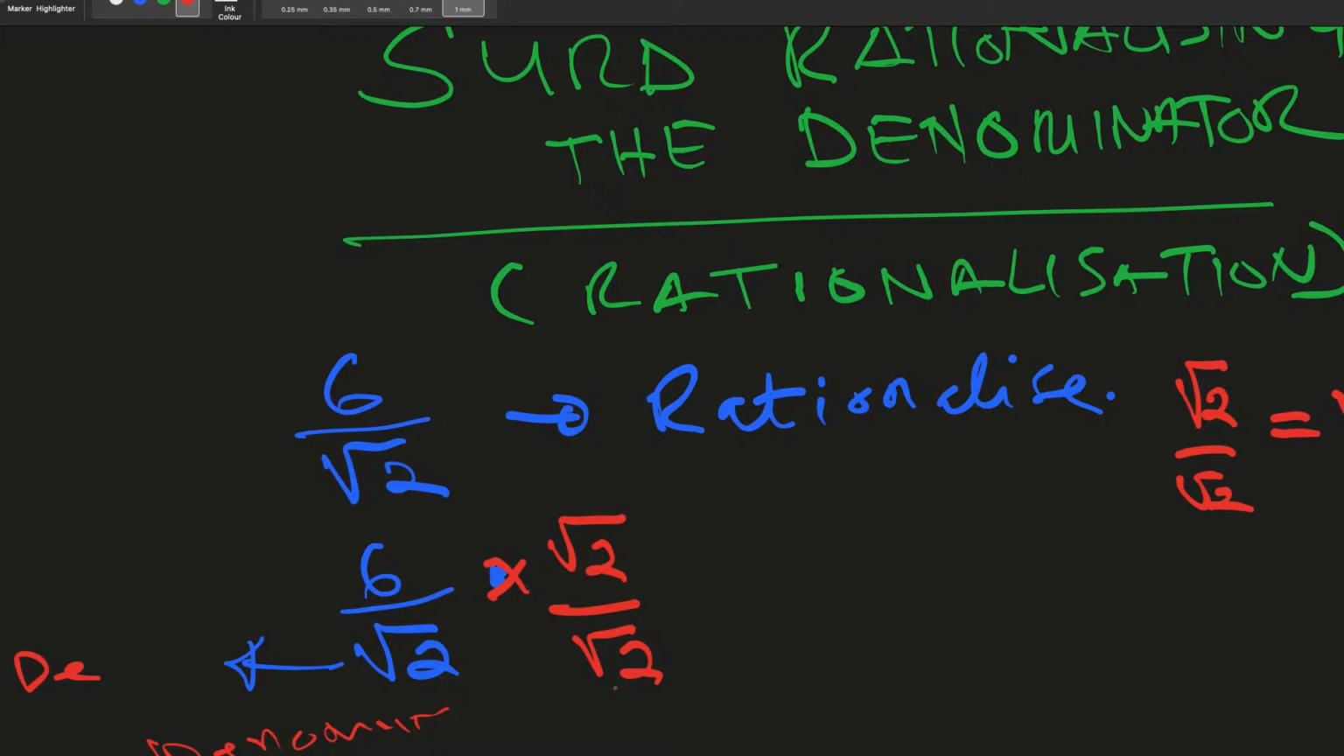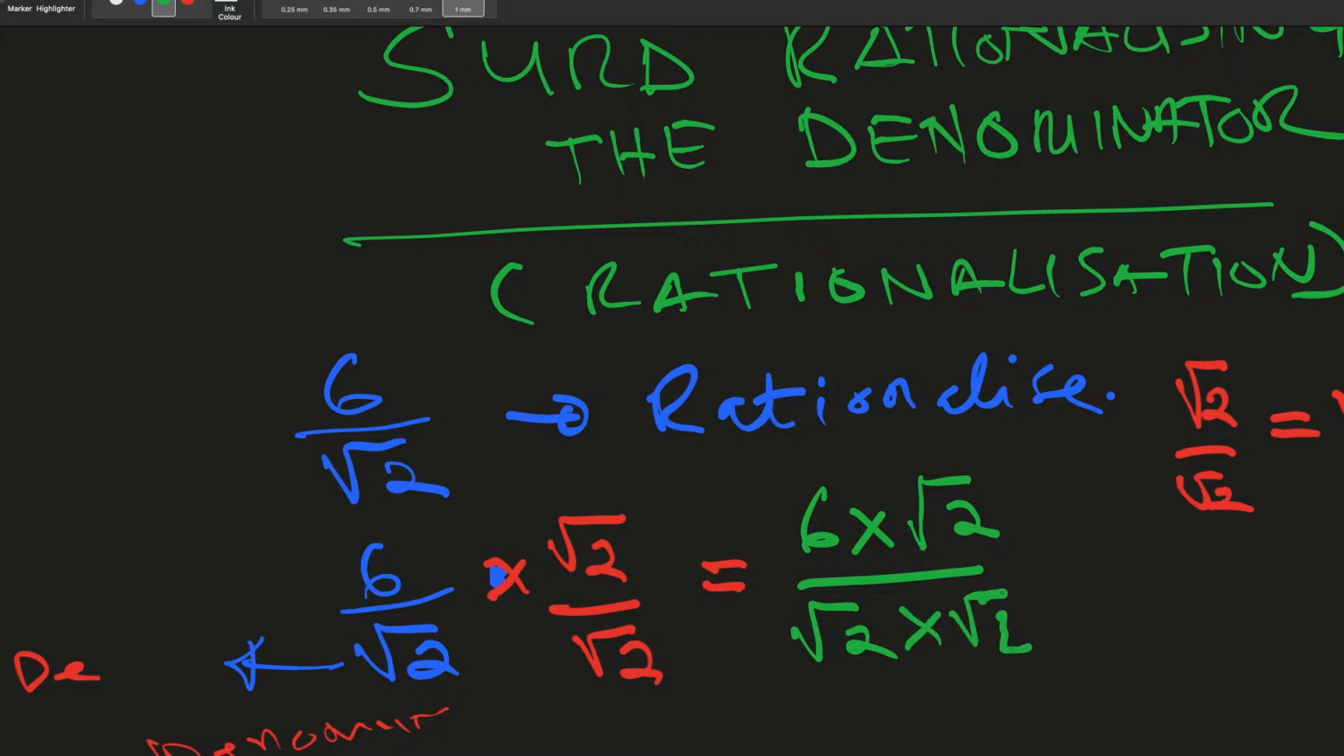So it's just like me multiplying the whole thing by 1. Okay, but then I have to simplify it. When I simplify it, I know it means 6 is multiplying root 2, and is dividing root 2 times root 2.